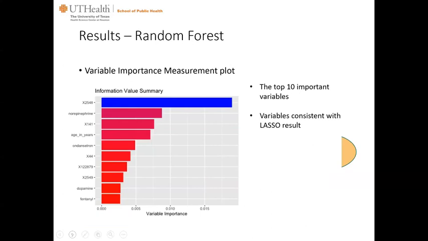0.8198. And this plot shows the variable importance measurement from the top 10 important variables. And you can see that age in years is an important one, and some medication and procedure variables listed here. And this is very consistent with the lasso regression result.